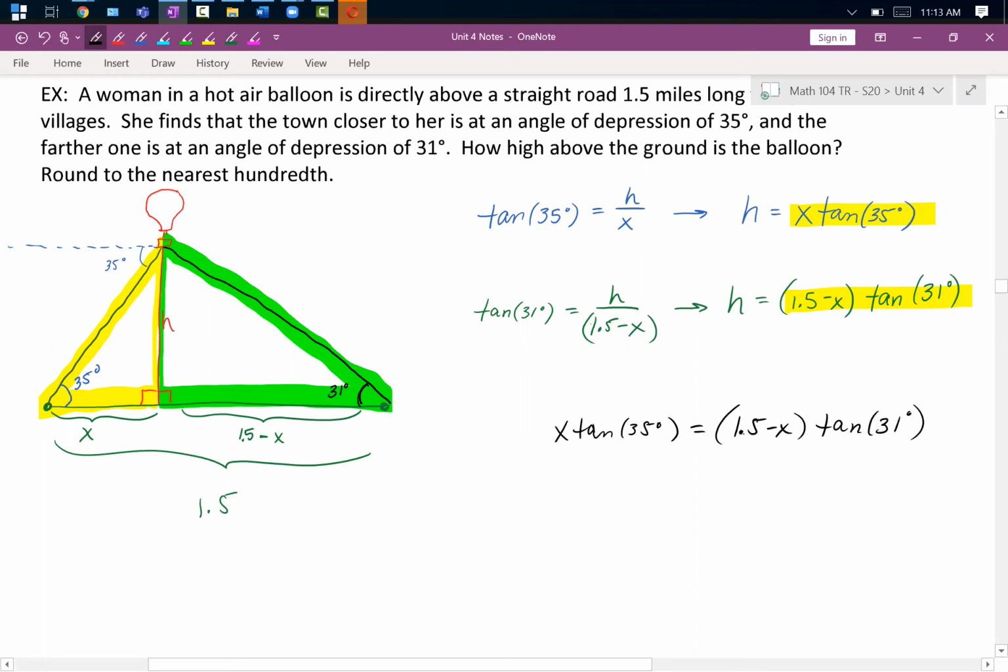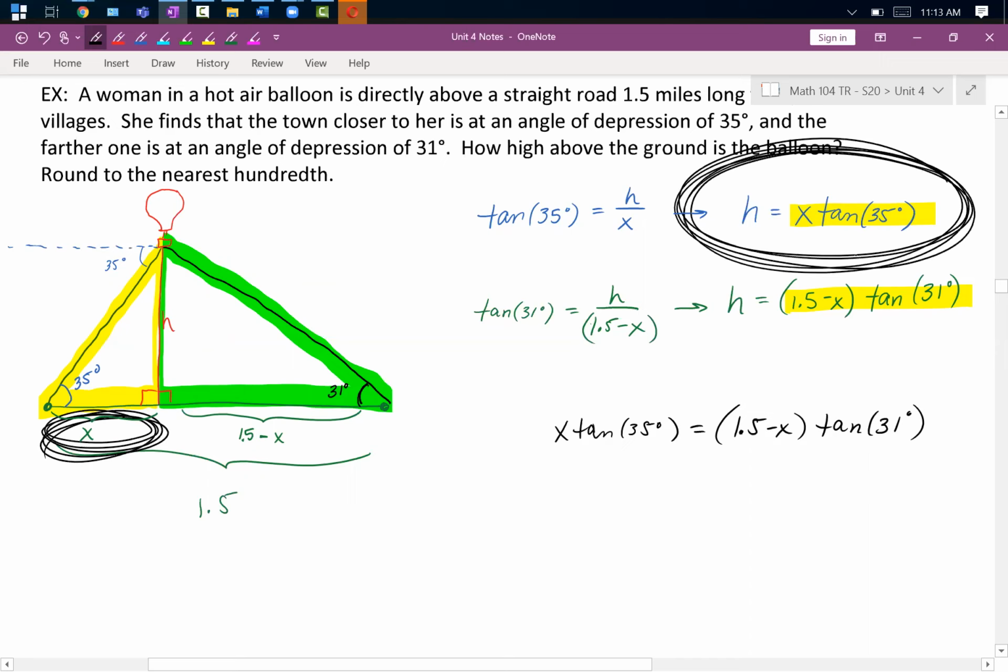And we want to solve for x. The reason we want to solve for x is because if I solve for x, I have the bottom of this yellow triangle over here, and I'll be able to easily get the height. In fact, to get the height, I could just plug it right into that equation and get the height. I don't even have to go back to my diagram.